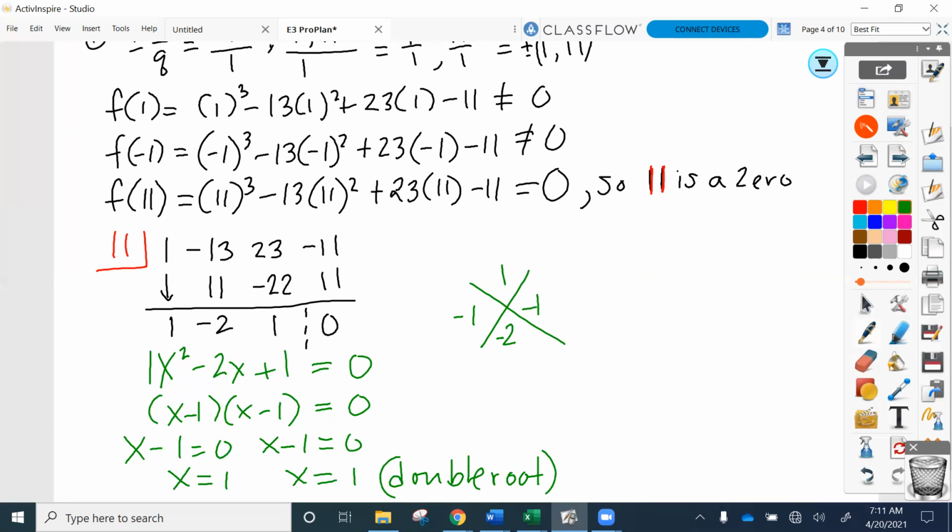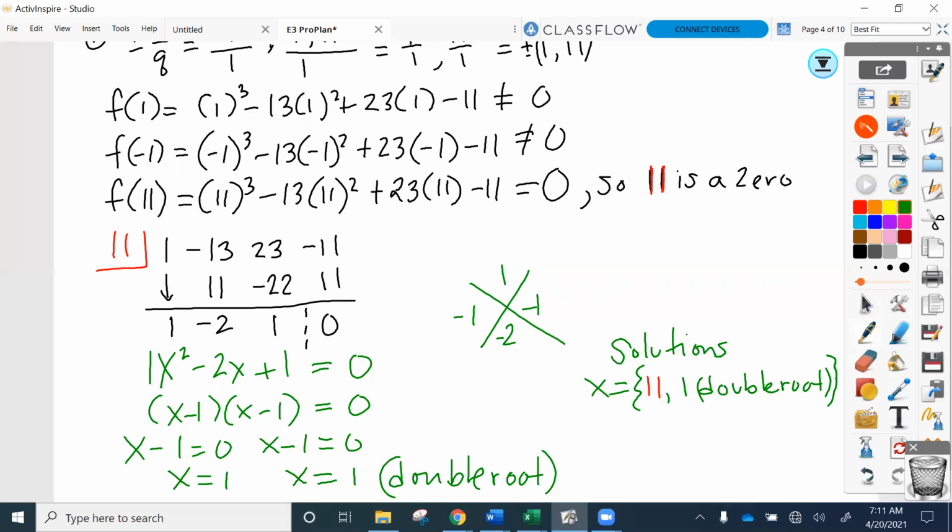So the solutions, or zeros, whatever you want to call it, are x is equal to 11. We know that from doing P over Q. And the other one would be 1. And you could even write double root. So there's your solutions.